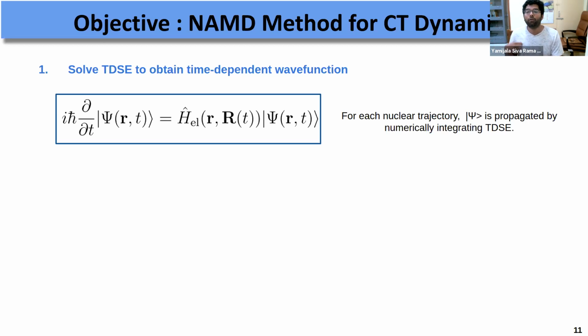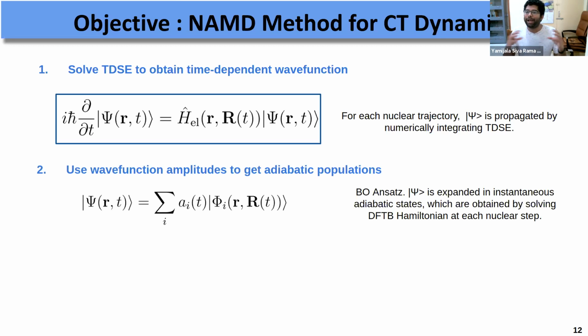Similarly, here we are using what is known as the Born-Oppenheimer ansatz to expand the wave function in terms of the instantaneous eigenstates that we can obtain by solving the time-independent Schrodinger equation. That is the eigenvalue problem H psi equals E psi, where you just diagonalize this matrix to obtain the eigenvectors. You can assume these eigenvectors as molecular orbitals or S0, S1, and so on states. These are the ones we use to expand the complete system's time-dependent wave function.